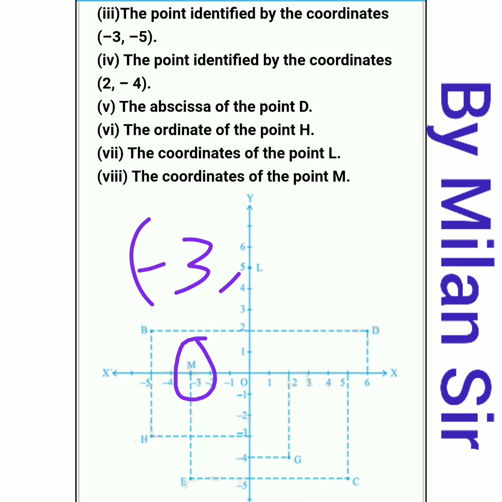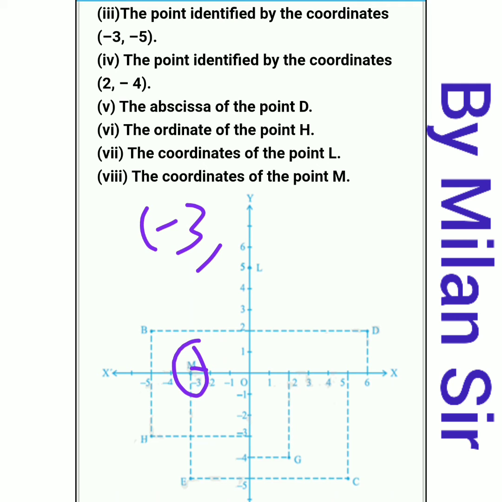Now we need to find the value on the y-axis. On the y-axis it is 0. So (-3, 0) is the coordinate of the point M. First of all, the x coordinate, so we find the value on the x-axis, it is minus 3. Then for the y coordinate, we find the value of this point on the y-axis. It is 0, so (-3, 0).